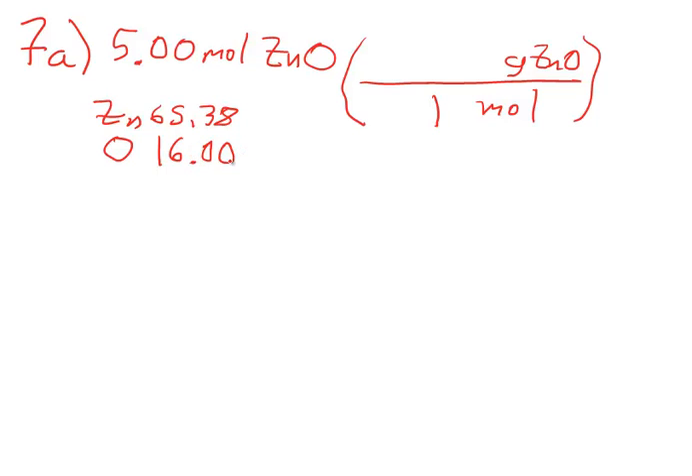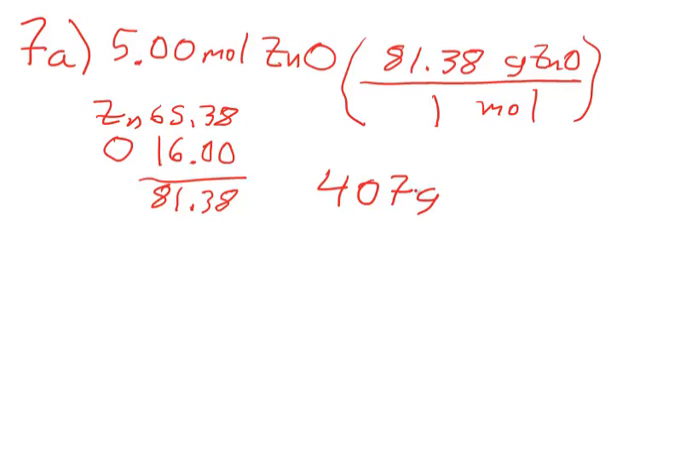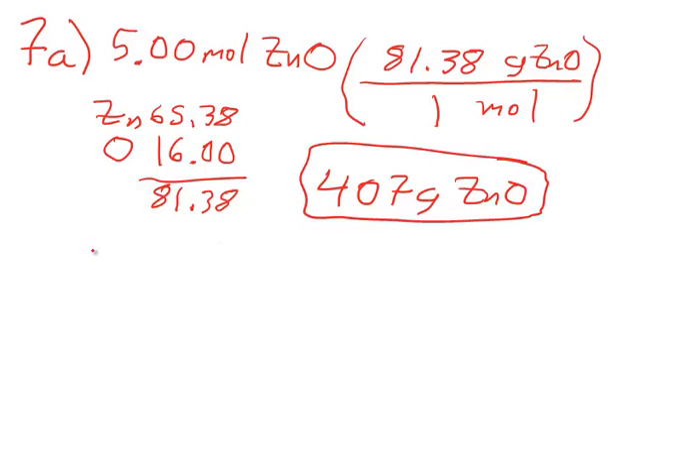Oxygen is 16.00. Our total mass is therefore 81.38 grams. So that goes here. Multiply 5 by 81.38. Round it. It comes out to 406.9, which rounds 2 significant figures to 407 grams of zinc oxide.